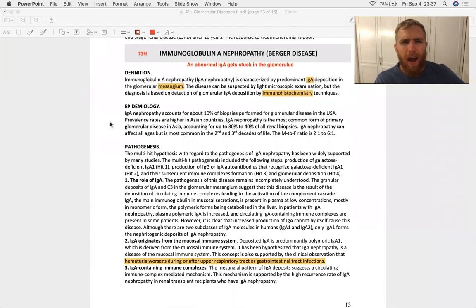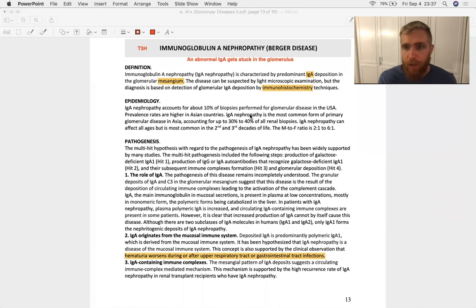So IgA nephropathy, also called Berger disease. What's happening here is an abnormal IgA gets stuck in the glomerulus, and then you start making IgG against that abnormal IgA that won't go away. And so this is a type 3 hypersensitivity because IgG is your antibody and IgA, in this case, is your antigen. And so you're going to detect this just by IgA immunohistochemistry, and if they give you that, it's cash money diagnosis.